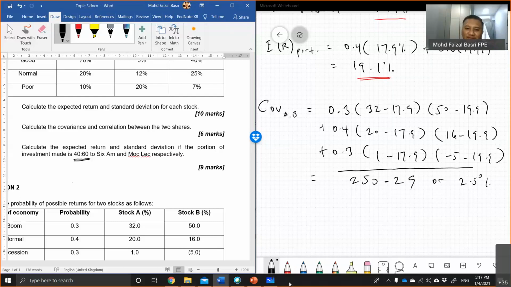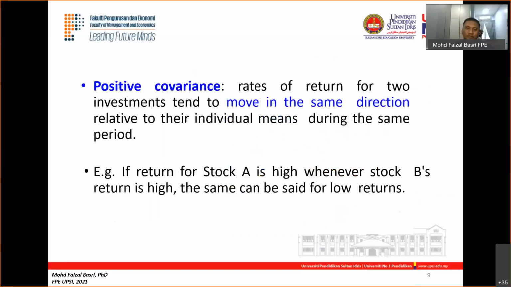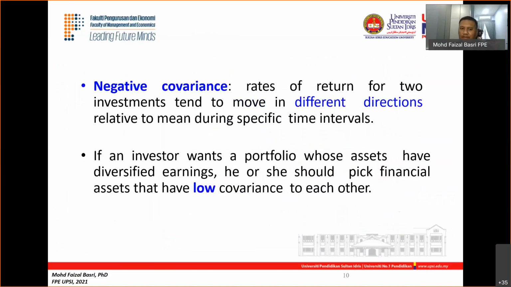Right? So that's why, I explained just now. Positive I already mentioned. Negative also I mentioned. Tapi kalau untuk no relationship, your covariance must be exactly 0, whereby the movement of the two stocks will be, like I said, random movement. There will be no relationship between one to another.